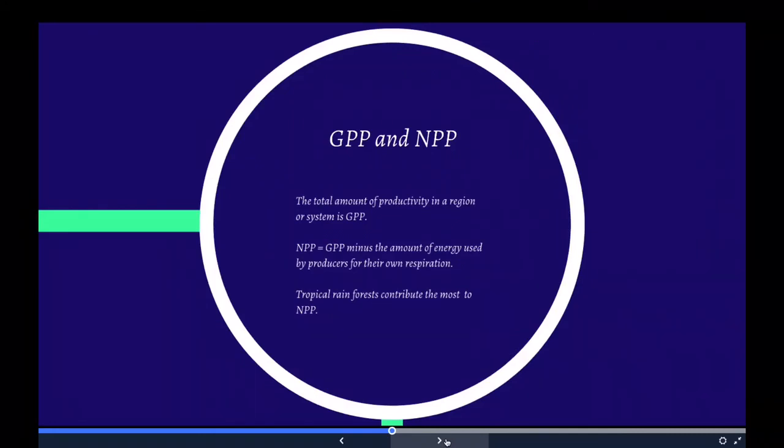NPP, which is net primary productivity, is GPP minus the amount of energy used by producers for their own respiration. Tropical rainforests contribute the most to global NPP. As you might guess, the number is shrinking as we cut down these forests.